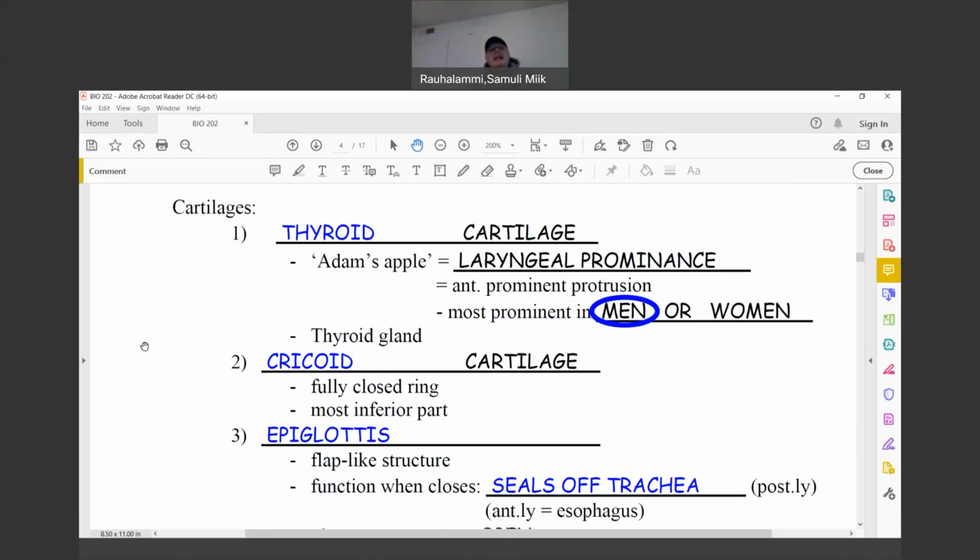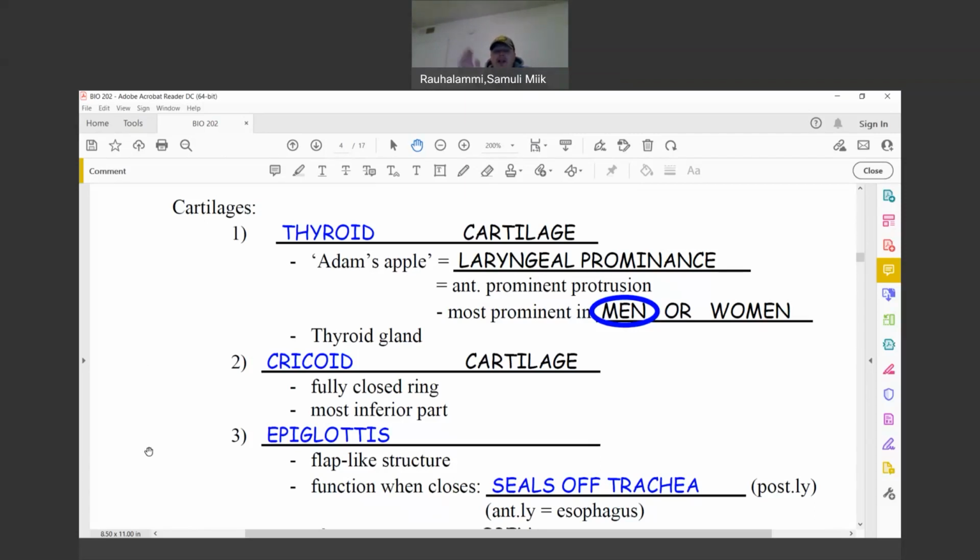Immediately underneath the thyroid cartilage is going to be our cricoid cartilage. Cricoid cartilage is the only fully fused ring in the respiratory tract. So all other parts are going to be open on the back of the larynx.